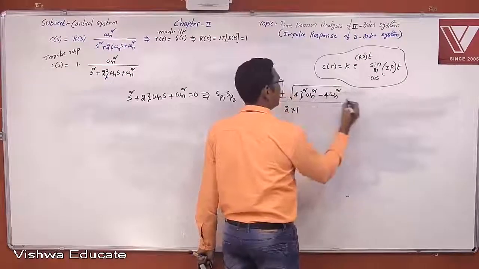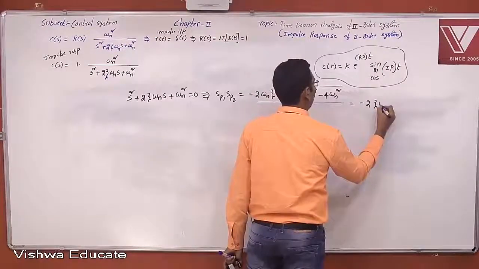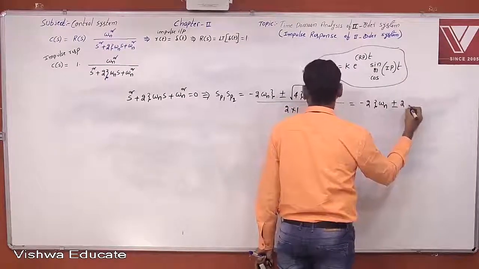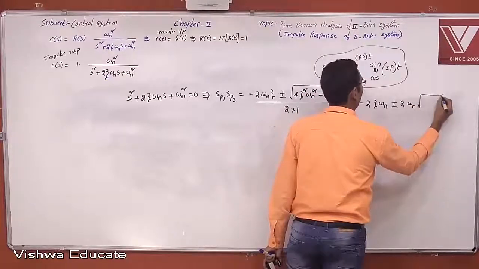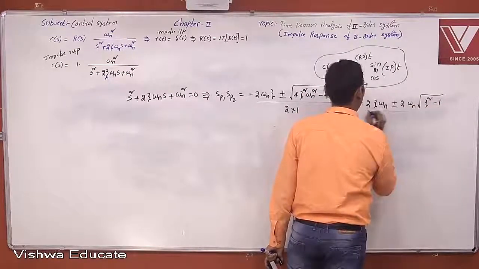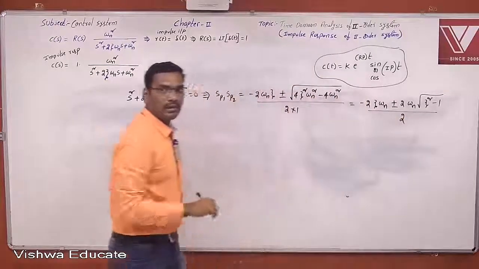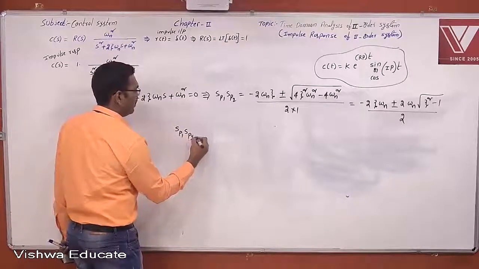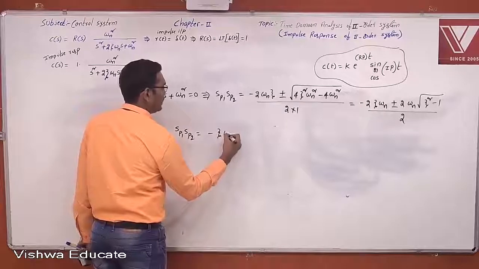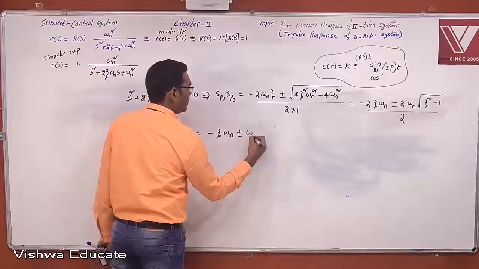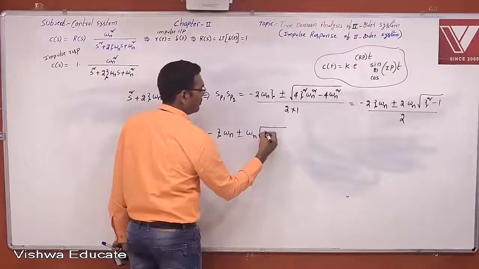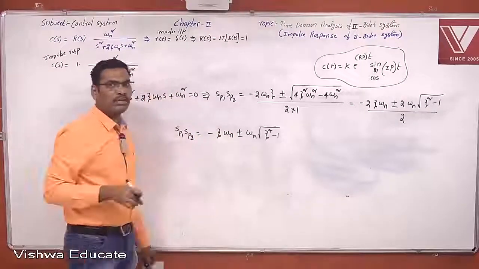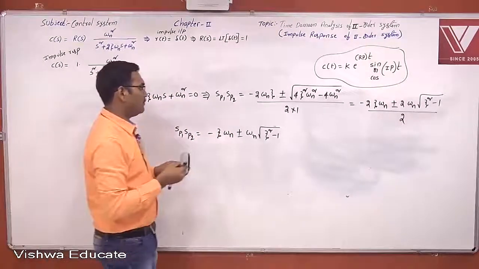Now this is equal to minus 2 zeta omega n plus or minus under root of 4 omega n square zeta square minus 1, by 2, taking 2 and omega n as common. Therefore these are the poles location, students. Now this is nothing but minus zeta omega n plus or minus omega n into square root of zeta square minus 1. These are the poles location, am I not?